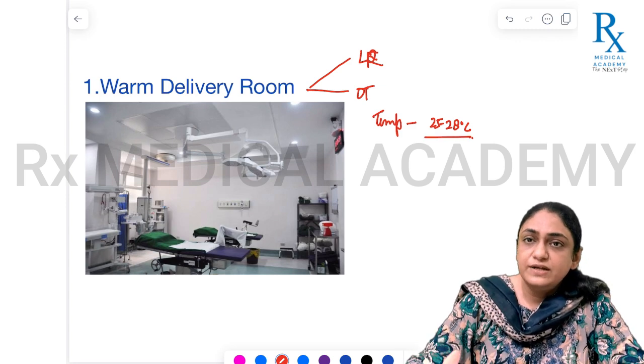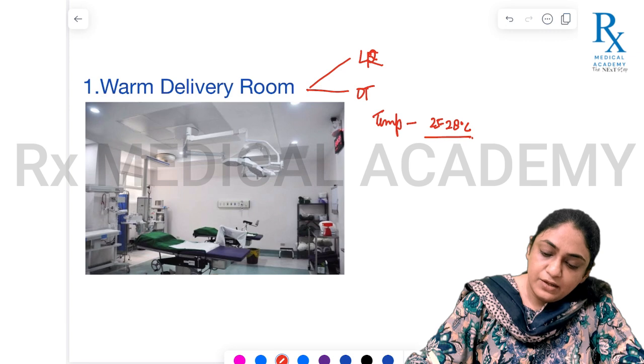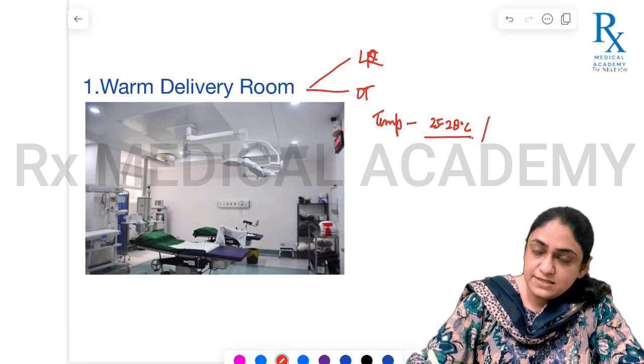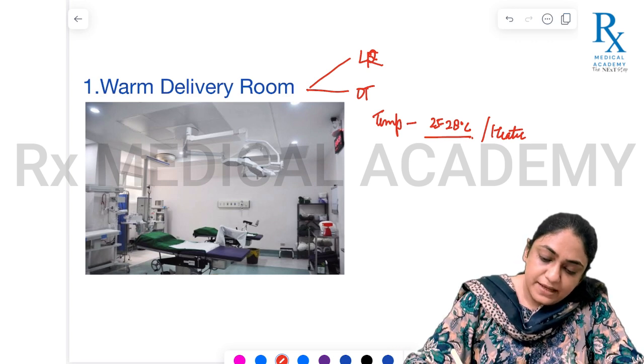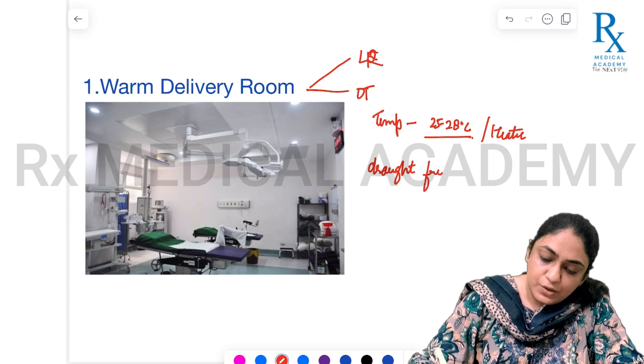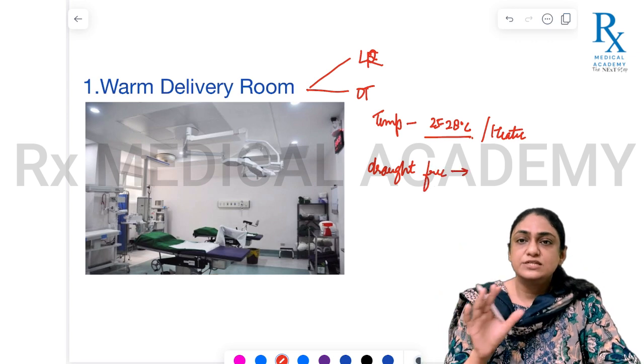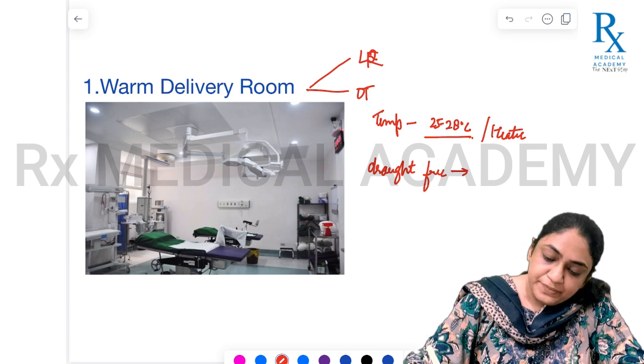What can we do if the temperature is too cold? We can use room heaters, we can switch off the ACs, etc. The other thing is, the area should be draught free. What do you mean by draught free? That air circulation should be minimal.